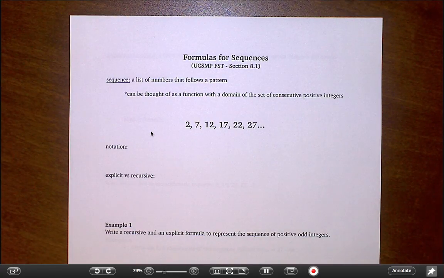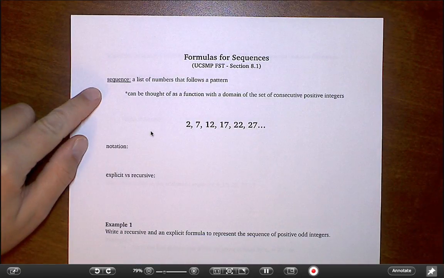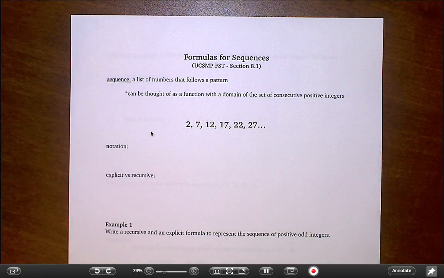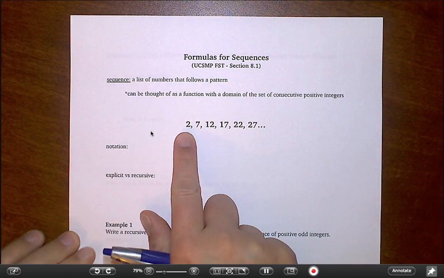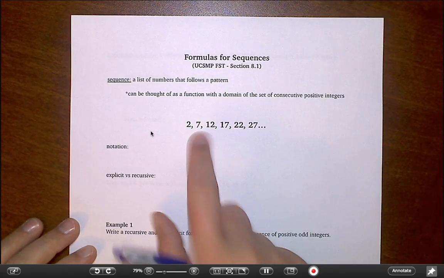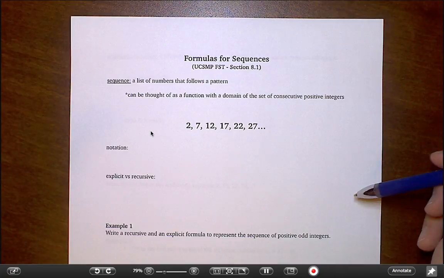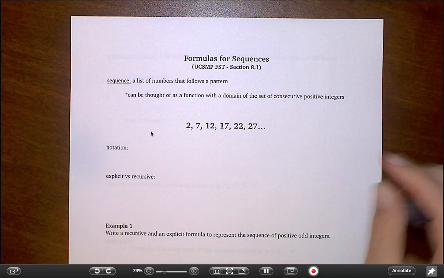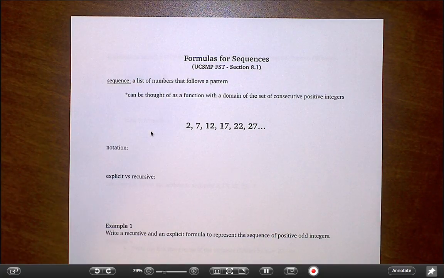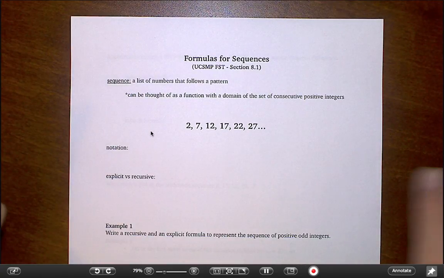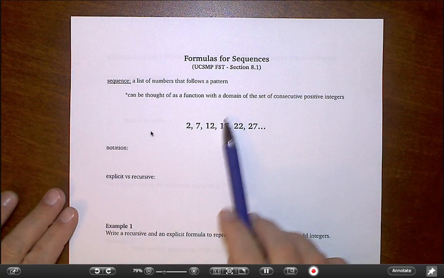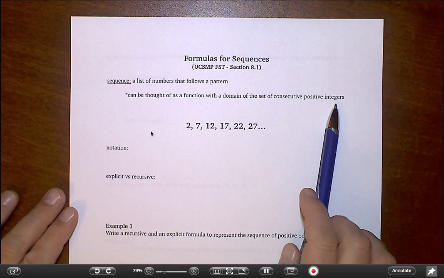So let's start with the definition of sequence. A sequence is just any list of numbers as long as it follows some sort of pattern. And so you'll see I have here an example of a sequence, 2, 7, 12, etc. And probably don't have to think too hard to come up with what that pattern is. The important thing to realize is that a sequence can be thought of as a function where the domain is the set of consecutive positive integers.